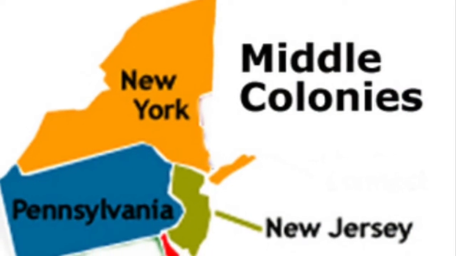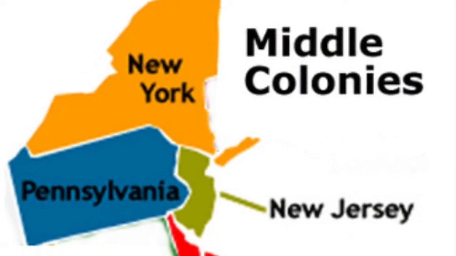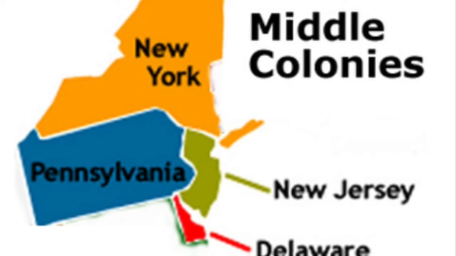The middle colonies consisted of Delaware, New York, New Jersey, and Pennsylvania.